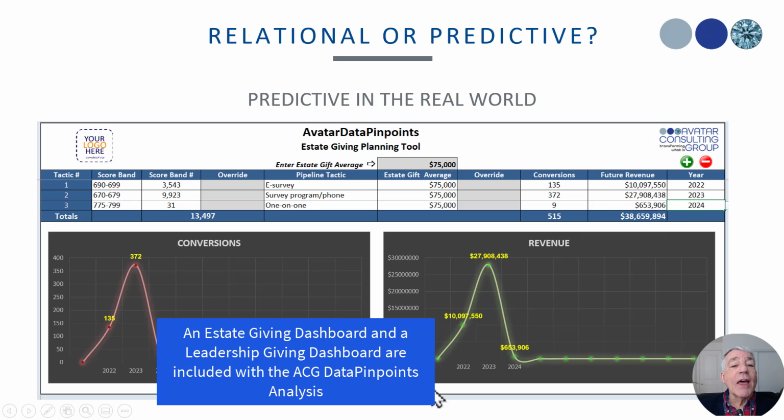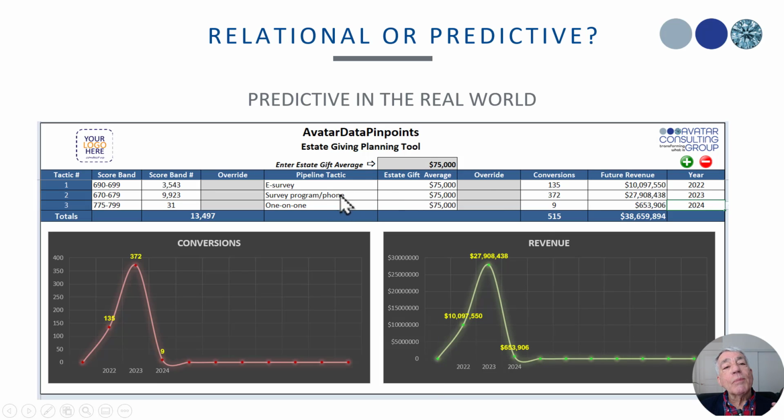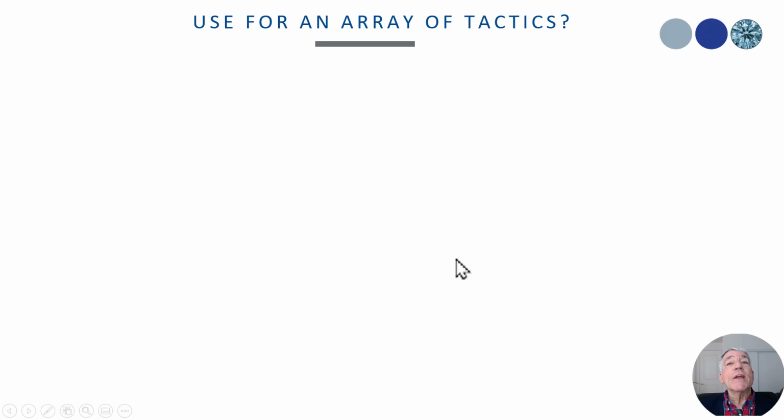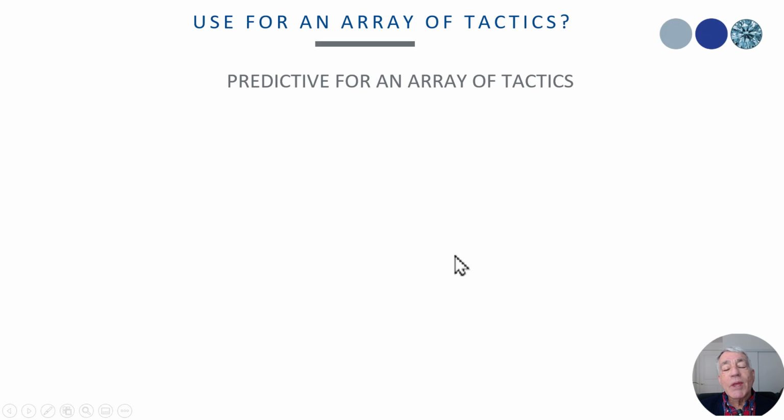And you can plot that over time. So this is a tool. Because it's predictive in the real world, we can give you a tool that you can be now strategic about how you deploy your resources. Does it work with an array of tactics, different ways to approach people? And you need that because you have to expend your resources the right way.